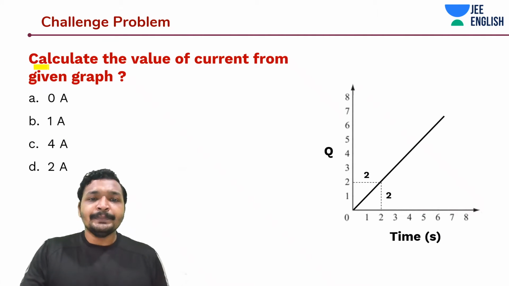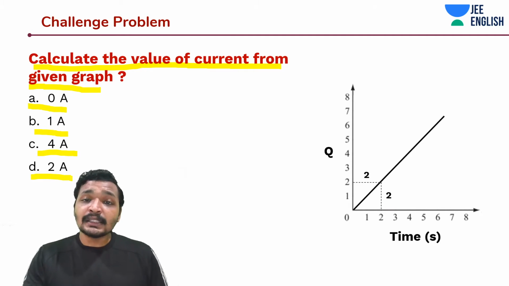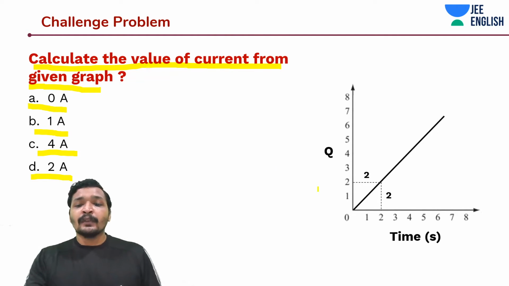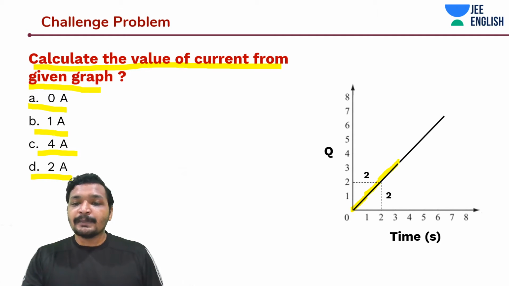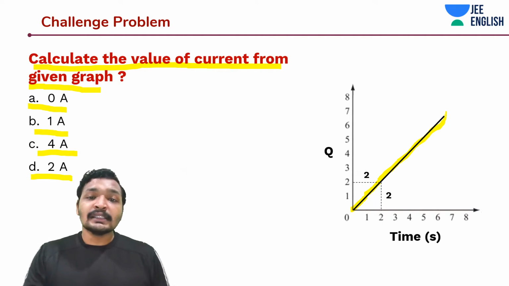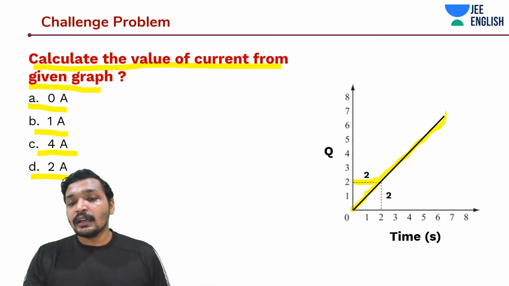A similar one. Calculate the value of current from the given graph. 0 amperes, 1 ampere, 4 ampere, 2 ampere. Ampere is the SI unit of current. Here in the graph, the charge is changing with respect to time. At that place, the charge is not remaining constant. That means some amount of charge is entering. In this case, it's positive. Maybe it's even exiting.